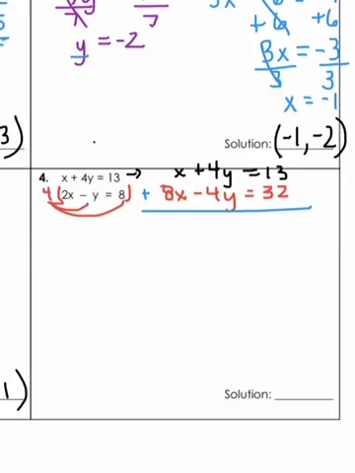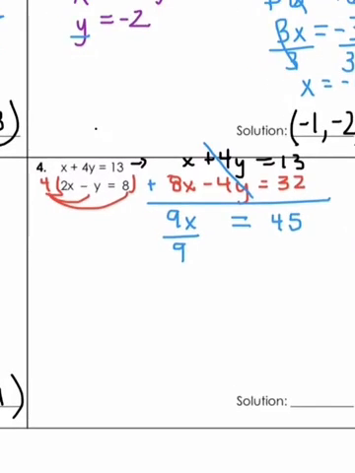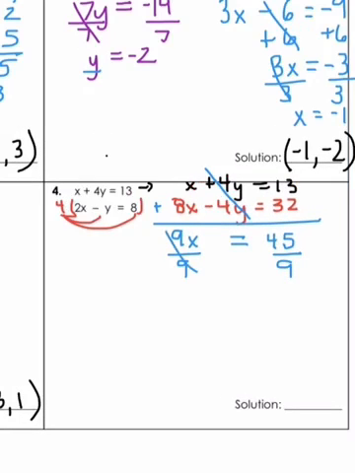So 8x and 1x is 9x. Our 4y's are going to cancel because one's positive, one is negative. And then we're going to add 13 plus 32. So we're going to get 45. Divide by 9. So x is 5.